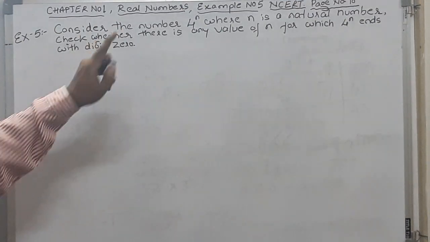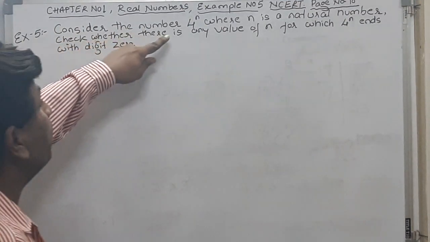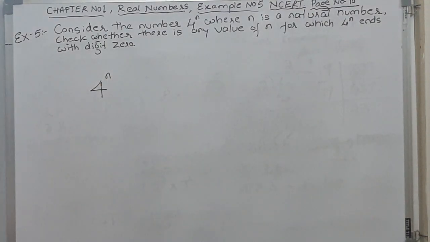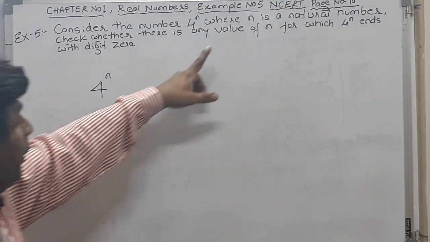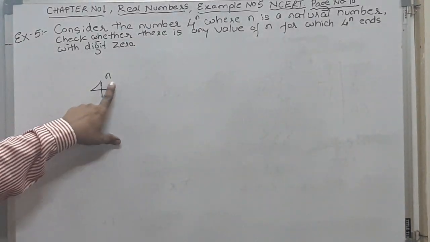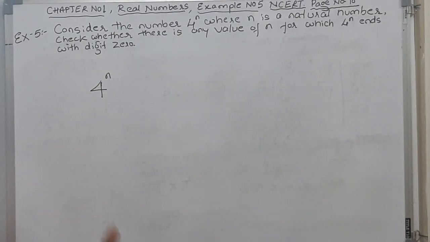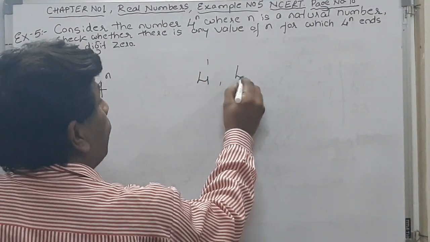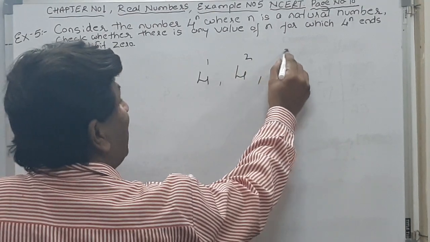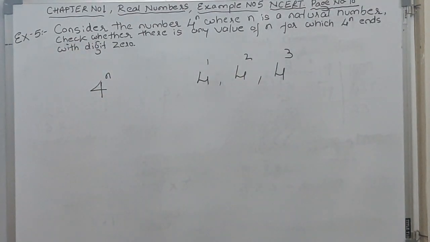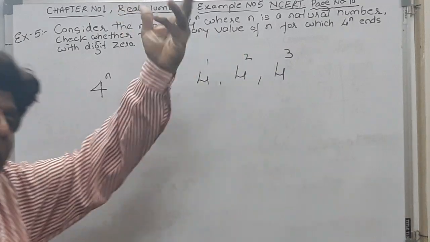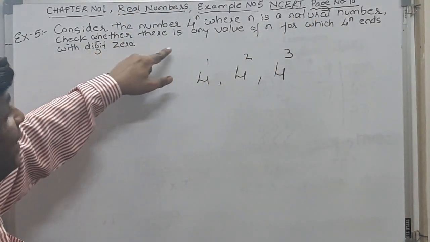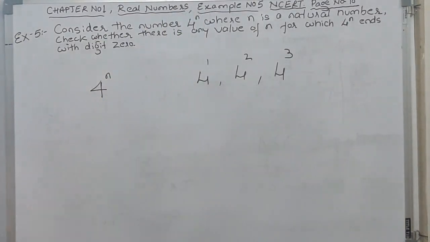See here, the problem says consider the number 4 raised to n. 4 raised to n is a number, and n is a natural number. The value of n is any natural number, for example 4 raised to 1, 4 raised to 2, 4 raised to 3. Like that, n can be any natural number. Check whether there is any value of n.